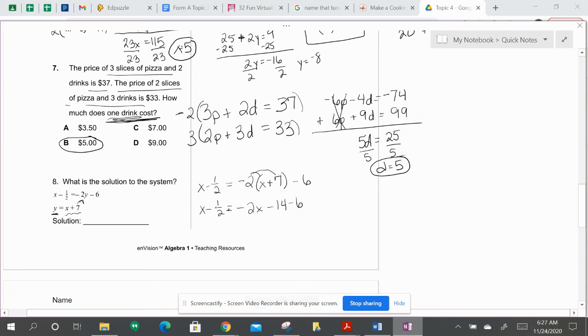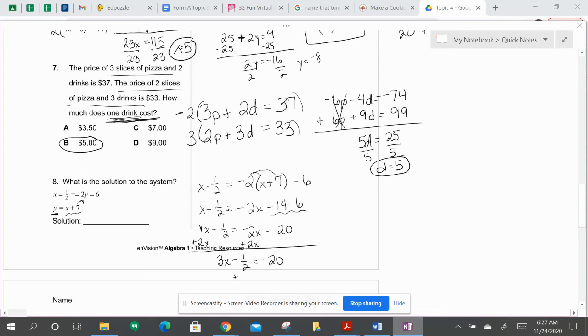Guys, there's lots of things I can do here to work on cleaning it up, but I'm going to start by getting like terms together on each side. So I still have x minus 1/2 is equal to negative 2x, and then negative 14 and negative 6 would become negative 20. Next, I'm going to work on getting my x's together, and because I like to work with positives, I'm going to add 2x to each side. Now don't forget, this is a 1x, so 2x plus 1x becomes 3x minus 1/2 is equal to negative 20.